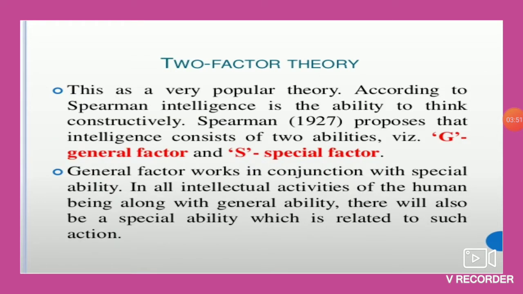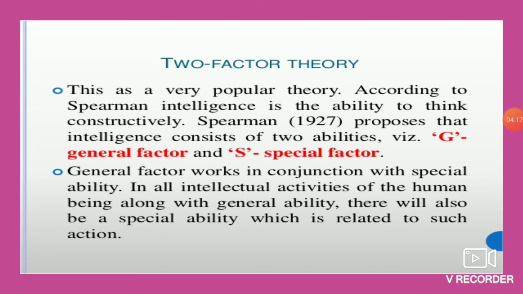Now we consider the two factor theory. The two factor theory was given by Charles Spearman in 1927. Now, the basic components of this theory are the G factor and the S factor. Why is it considered two factor theory? Because it says that intelligence consists of two abilities. One is general factor and second is specific factor.